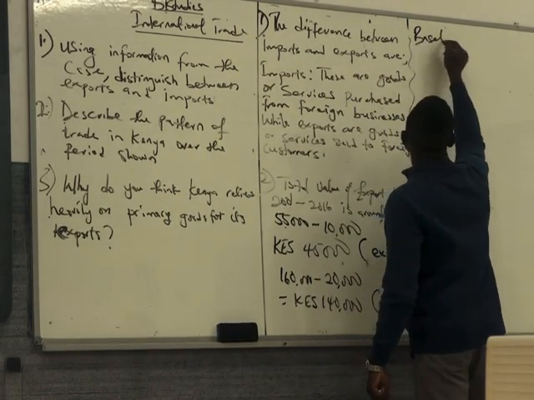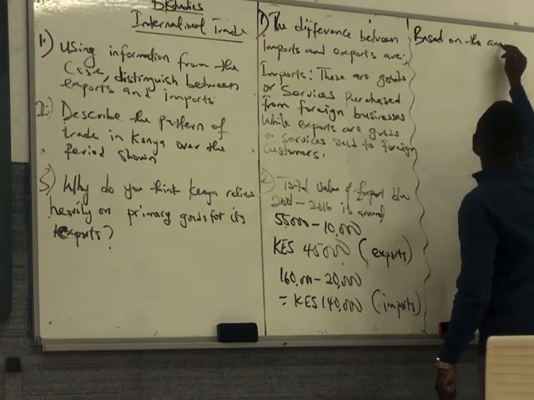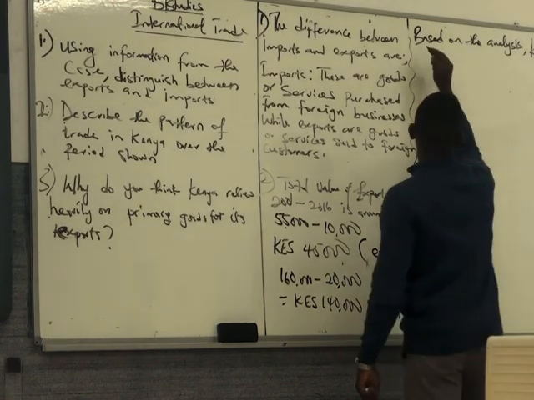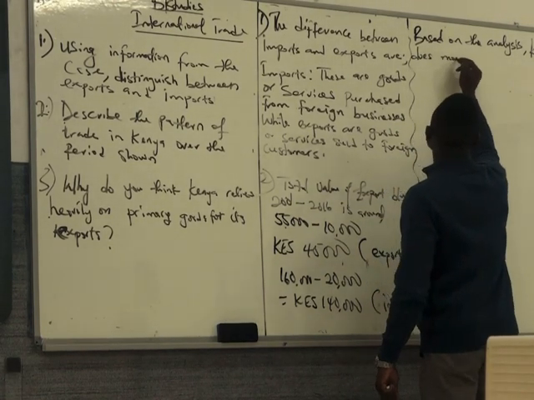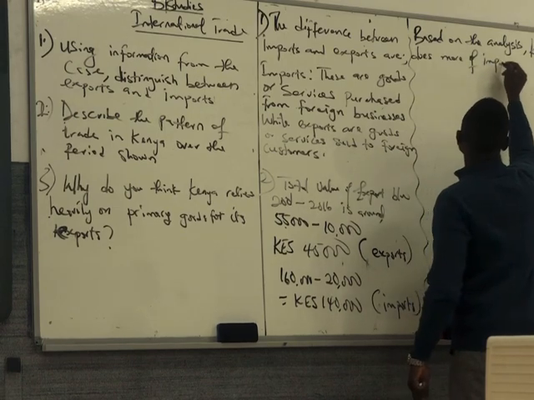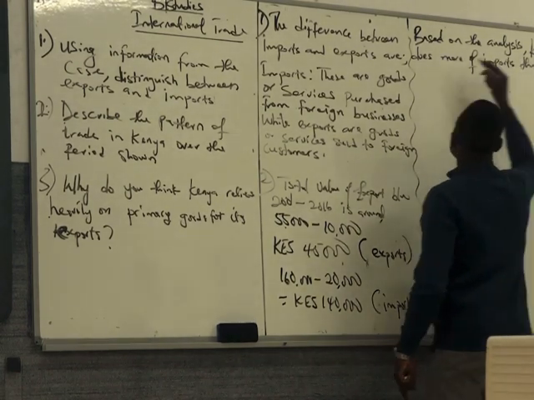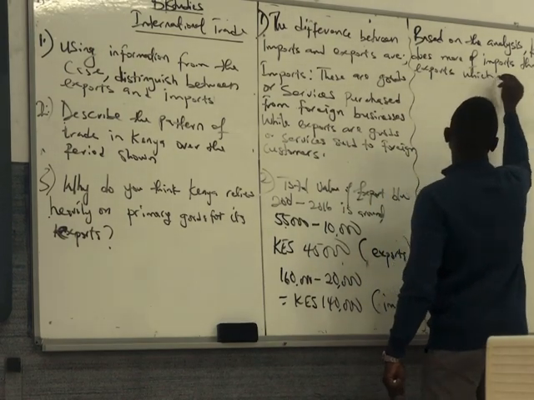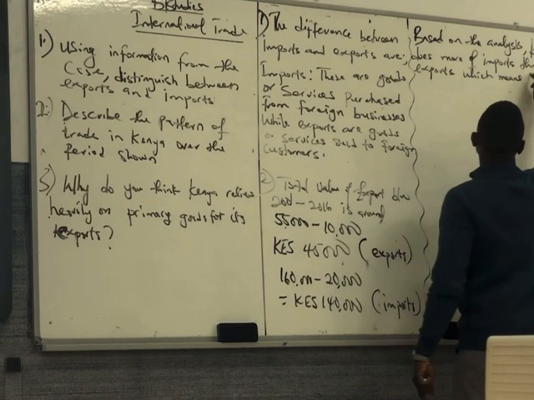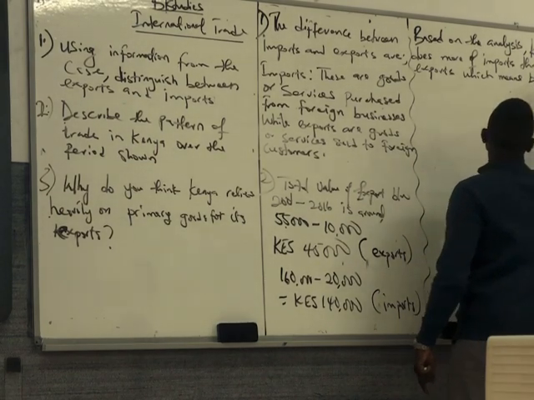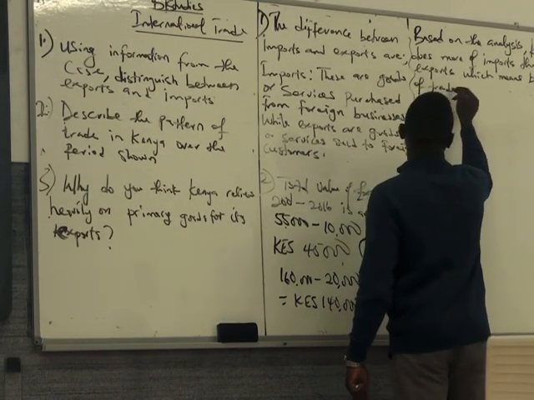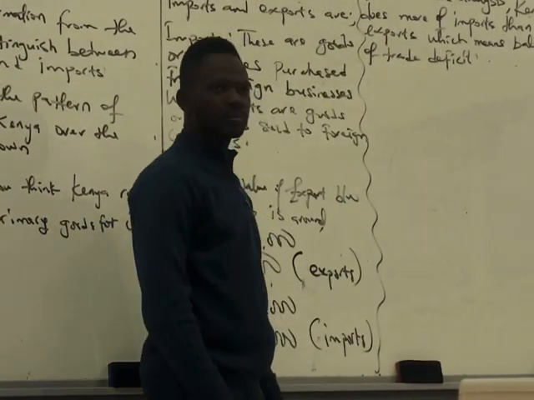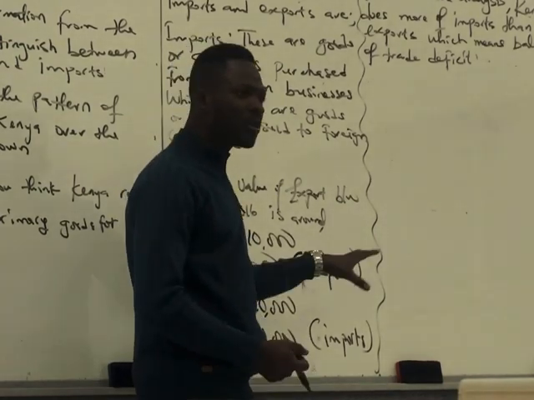So here we say, based on the analysis, Kenya does more imports than exports, which means a balance of trade deficit. Do we get it? Yes. Because the import is more than the export.